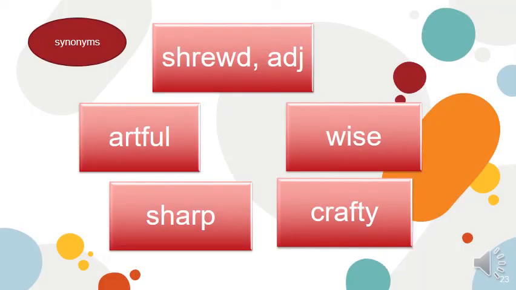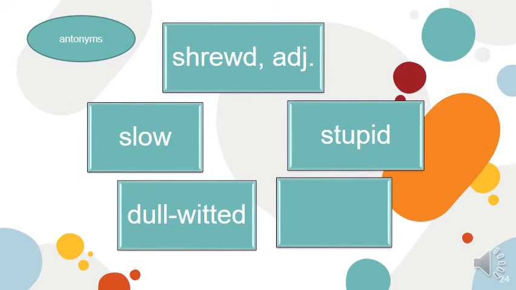Shrewd. Shrewd is an adjective and it means showing clever judgment and practical understanding. So the synonyms are artful, wise, sharp, crafty, wily, and cunning. Wily and cunning mean to be clever or smart in a deceptive way. And the antonyms are slow, stupid, dull-witted, not very clever.